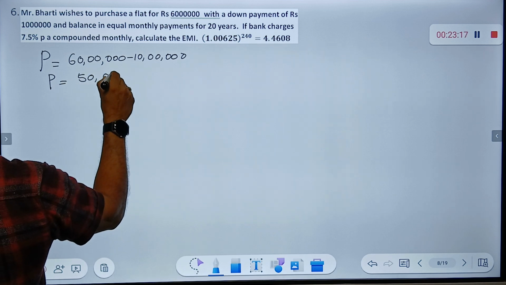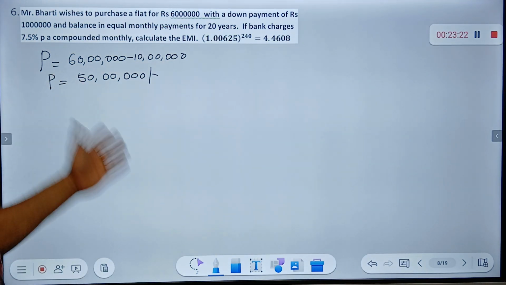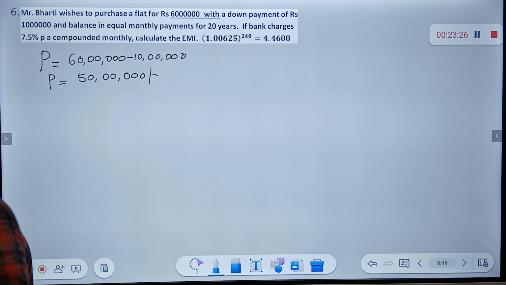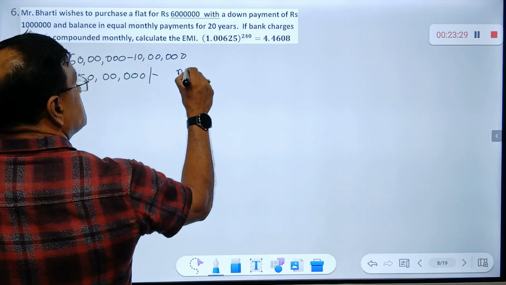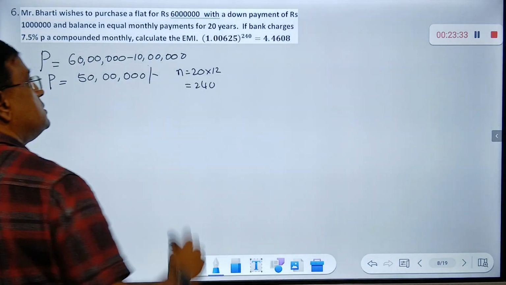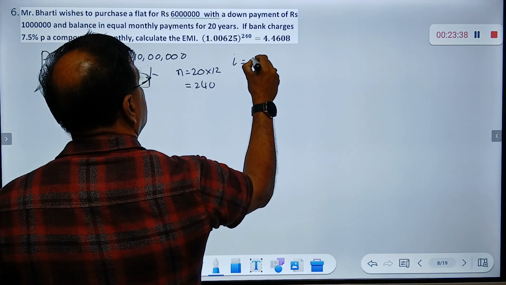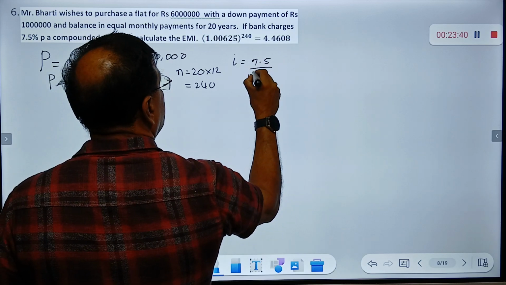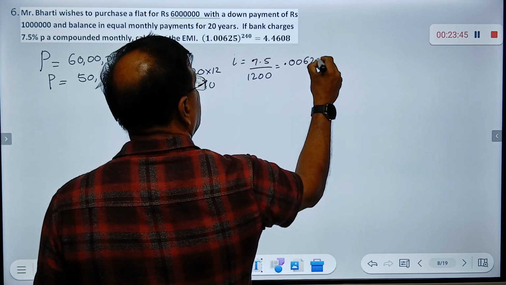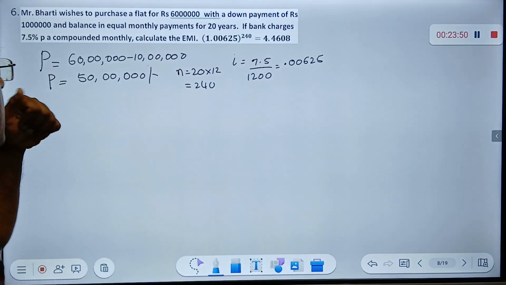You don't have to pay interest for the 10 lakhs. It's not fair, isn't it? You have cash, you pay for it. So you don't have to pay interest for 10 lakhs. In equal monthly installment, N is 20 into 12, which is 240. It's a very long payment. And the bank charges an interest. The interest rate is 7.5 divided by 1200, which happens to be 0.00625. You need to be totally involved in the problem, otherwise you can make mistakes.